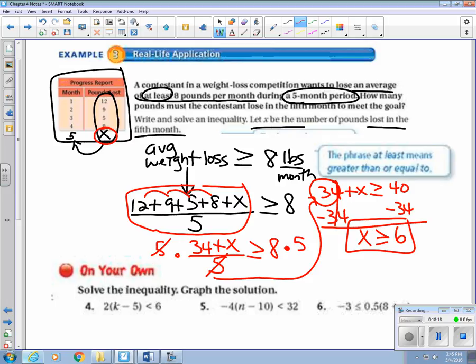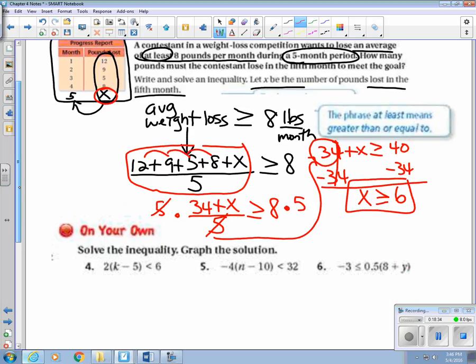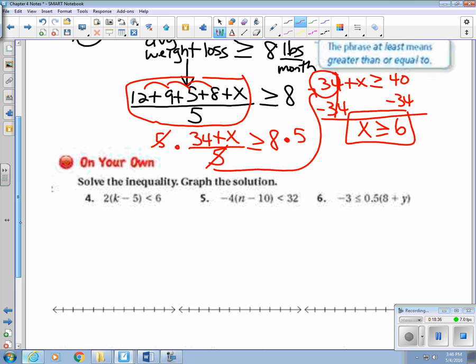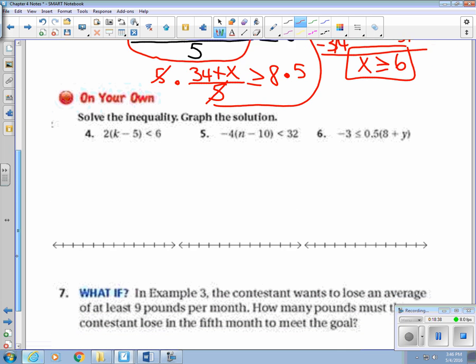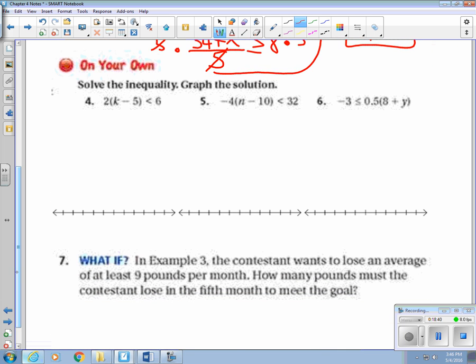So if I lose 6, or I could lose 10, or I could lose 8, those would all fulfill the goal. If I lost 5 or 4, then I would not get my 8 pounds per month average. All right, so that's what that X means. All right, anytime we do one of these word problems, what we get for our answer means something. So please make sure you understand what that means. All right, so there's some on your own problems here that you can go ahead, pause the video, try to solve these problems, and then come back and check your solutions.